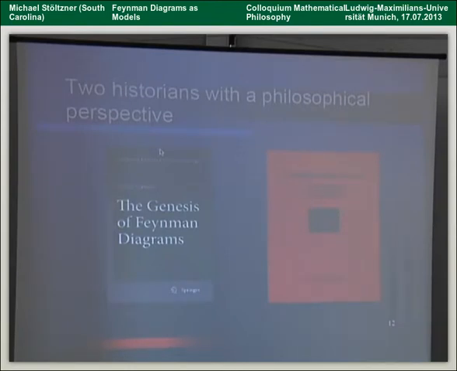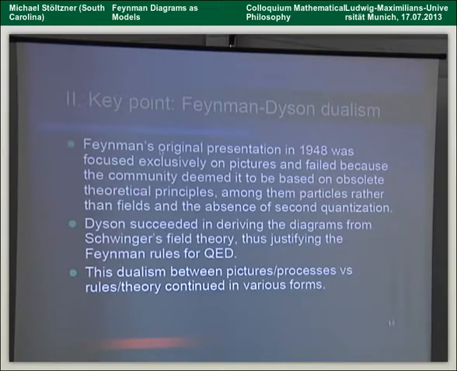There's more in the historical literature with two philosophically well-educated historians who, however, I think leave something for me to do as a philosopher. So this is the book by David Kaiser, Drawing Theories Apart, and by Adrian Wüthrich, The Genesis of Feynman Diagrams.